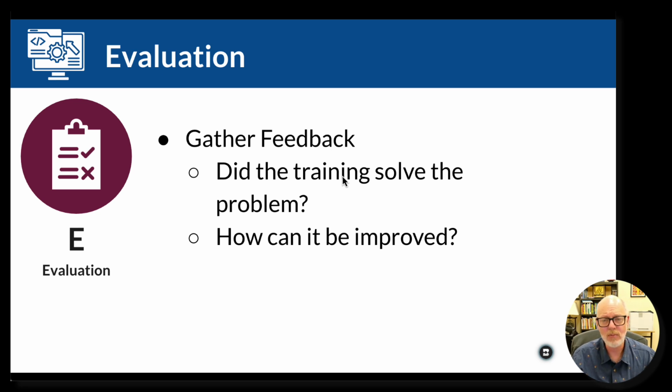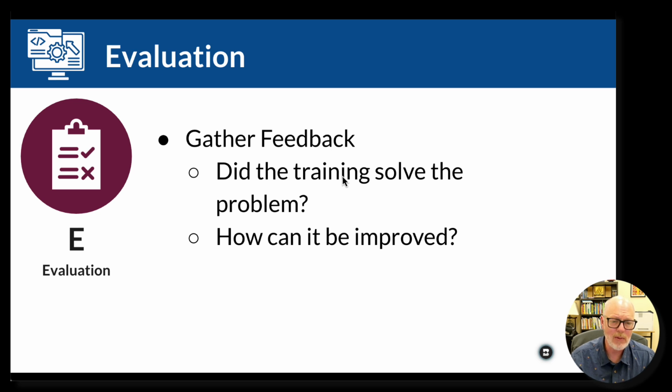Did the training solve the problem? So did the issue disappear or get minimized? How can this be improved to better fix it, make sure people can do what's been identified, and do it more efficiently as well? Sometimes we find some training isn't as efficient or only gets us halfway to where we want to be. So you gather that feedback, and then you iterate again. You figure it out again.